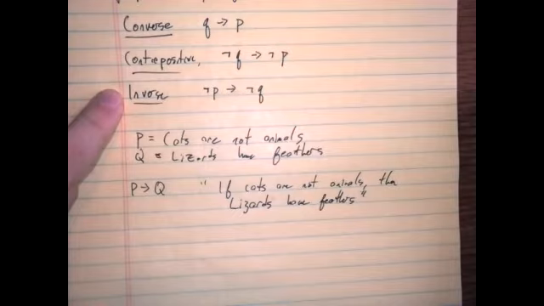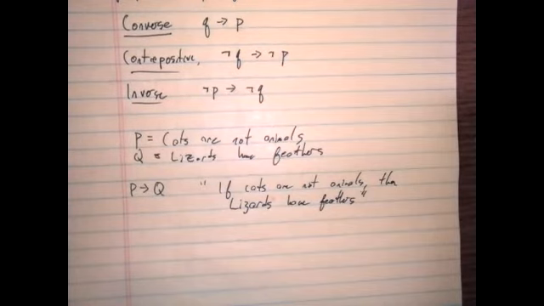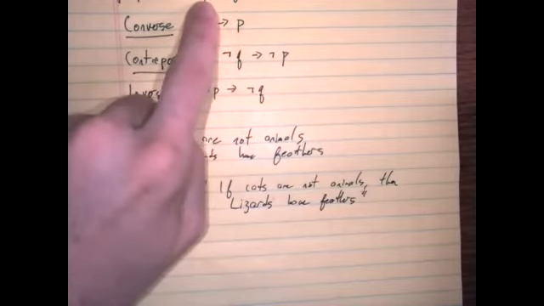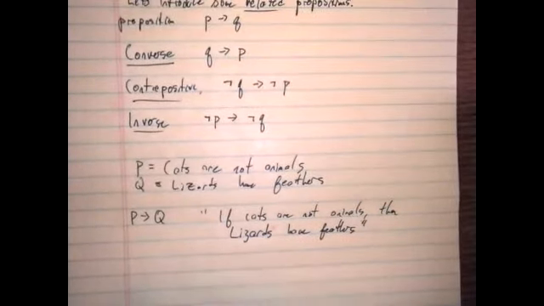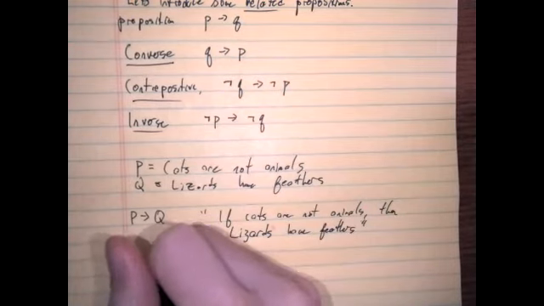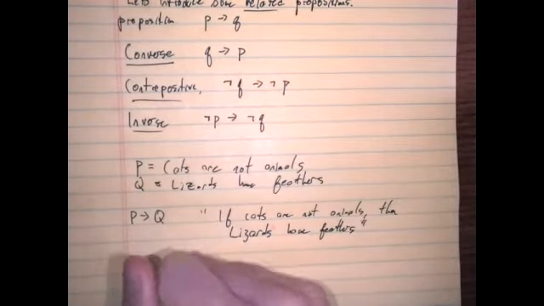If cats are animals, then lizards do not have feathers. Yeah, exactly. So these are a bunch of different constructions that are related to a proposition P implies Q, but they're related in different ways. So what I would now like for y'all to do is to write out the truth table. So P and Q.